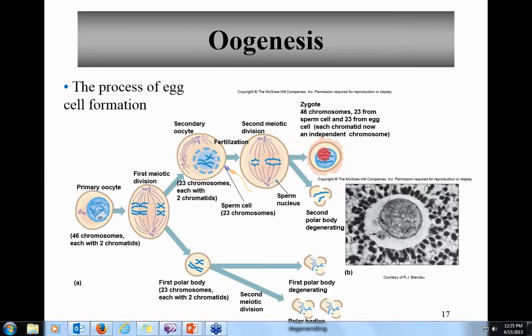One set of 23 chromosomes from the female. The second set of 23 chromosomes becomes a polar body, and that is reabsorbed. And it's only after the second meiotic division that the sperm and egg nucleus come together to form the zygote.